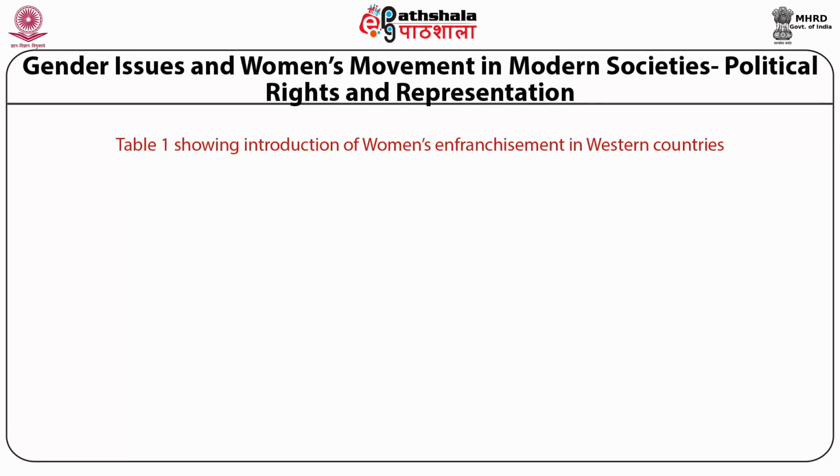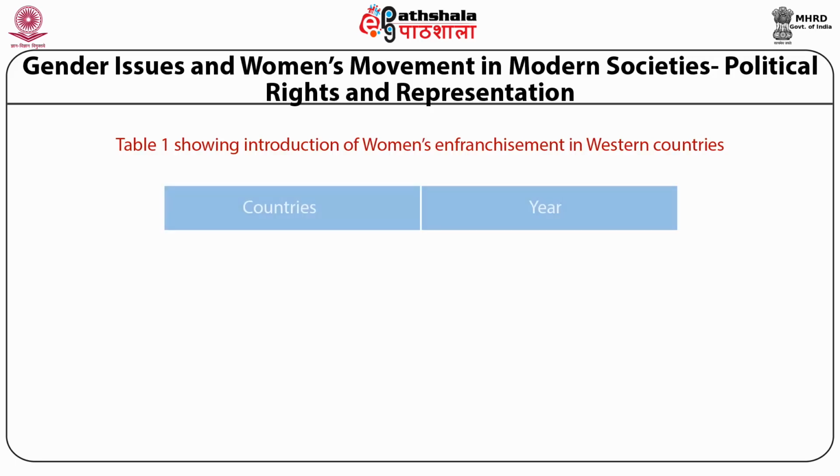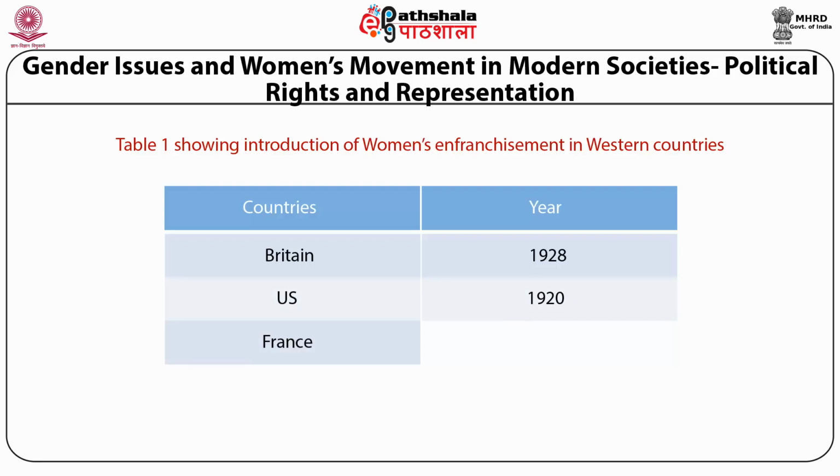Now let me give some information about gendered patterns of representation or granting of political rights to women. Women, as I said, had to wage a long struggle to get voting rights. And women got voting rights in Western countries at different phases. In Britain, women got voting rights in 1928. In the United States, women got voting rights in 1920. And in France, women got voting rights as late as 1944.